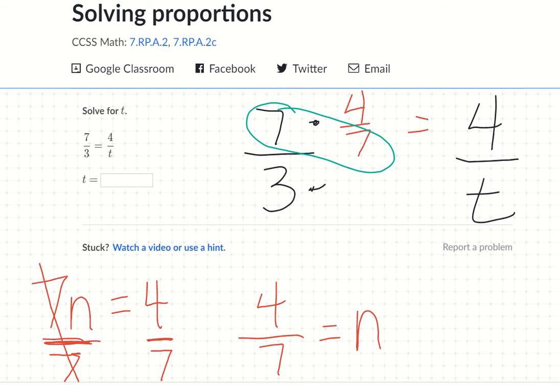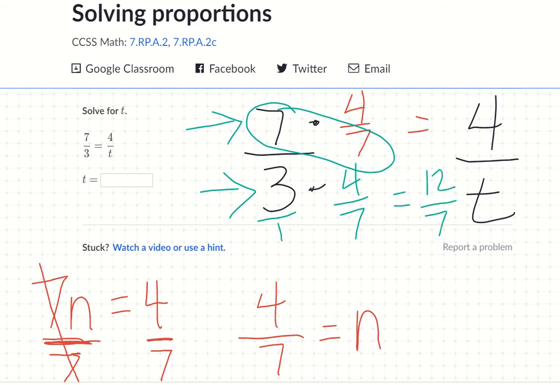But since I multiplied the first term by 4/7, I'm going to multiply the second term by 4/7. So now I've got 3, or 3 over 1, if you want to make it into a fraction, times 4 over 7. So 3 times 4 is 12. 1 times 7 is 7. And that's the answer. Don't have to do anything more because it didn't tell us we had to turn it into a mixed number or anything. So it is going to be 12.